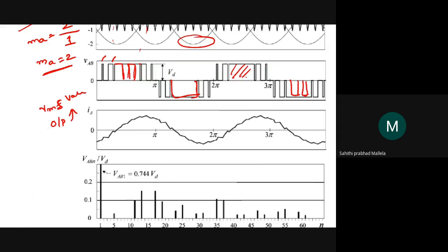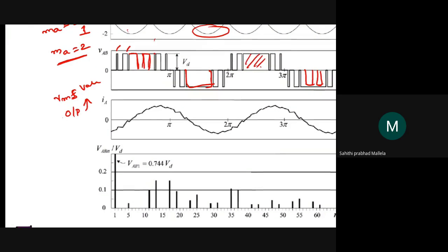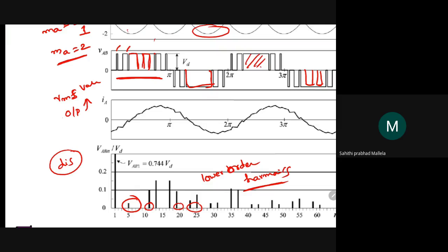Clear? So by going over modulation, the RMS value of the output voltage increased. But what is the disadvantage with this? Here it is not forming any intersecting points, right? So that means the switching frequency of the inverter is reduced. Therefore, you will get some lower order harmonics, because the intersecting points are reduced.